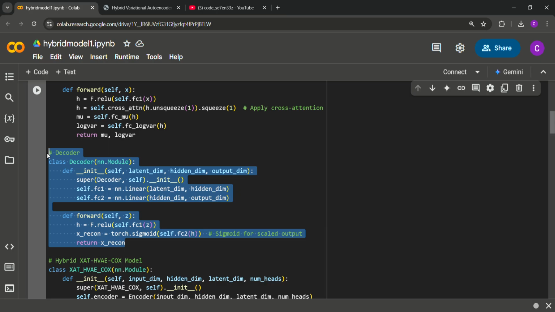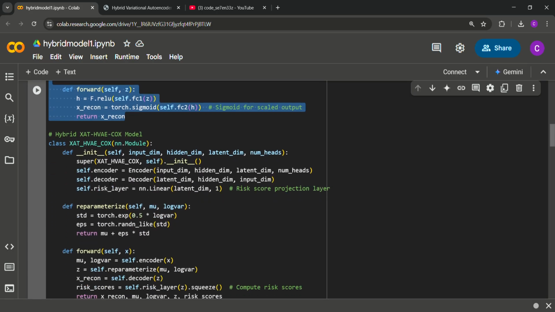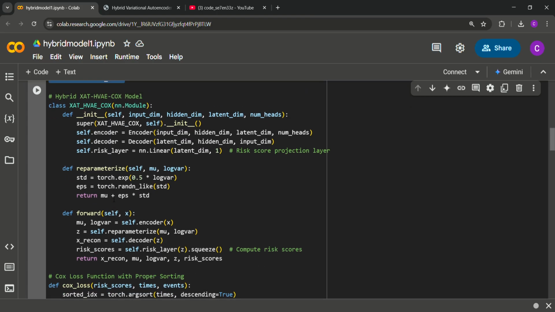Decoder. The decoder reconstructs the input data from the latent space representation. The decoder takes the latent variable Z and reconstructs the original input using fully connected layers and a sigmoid activation. Hybrid ZVAE-COX model. What's new? It combines the encoder, decoder and a risk layer for survival analysis. The reparameterization trick ensures smooth latent space learning.